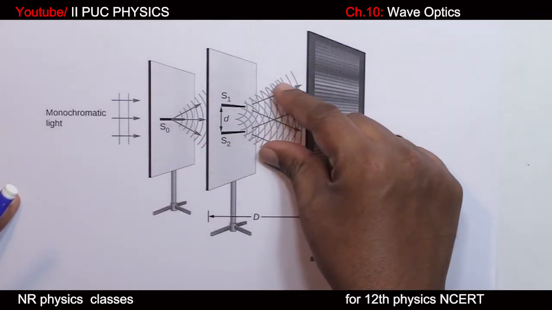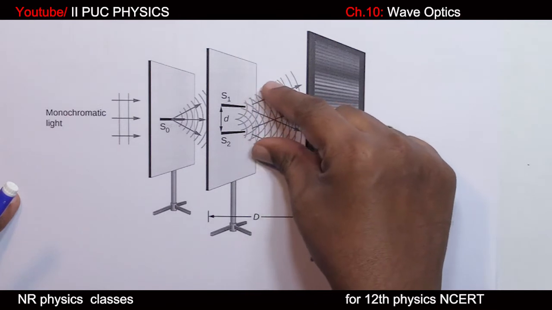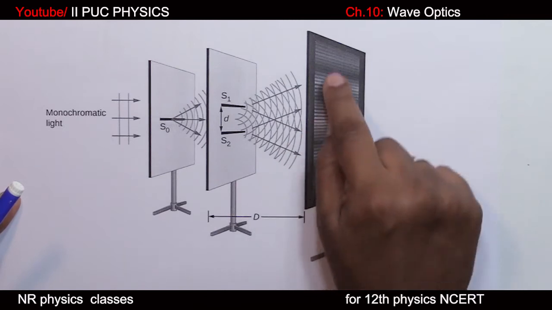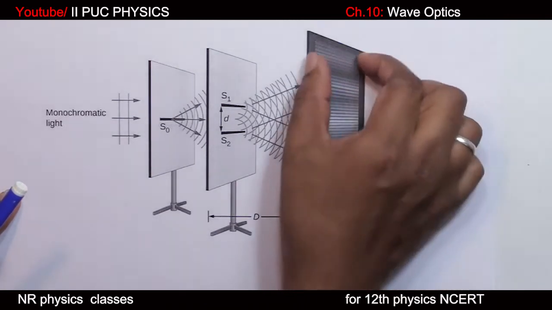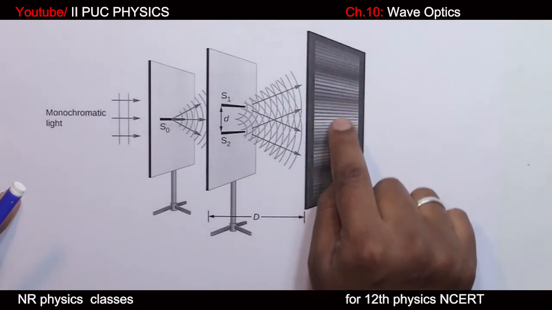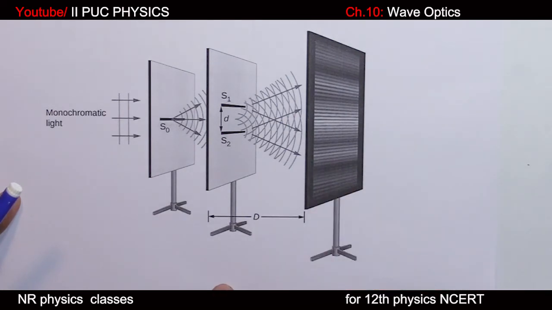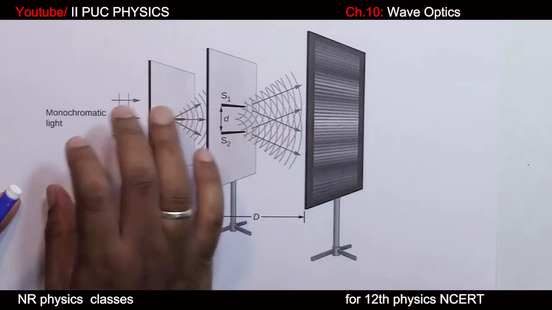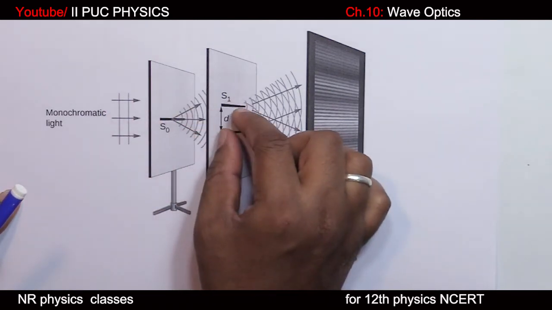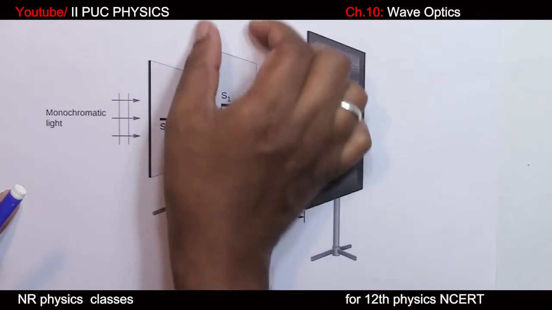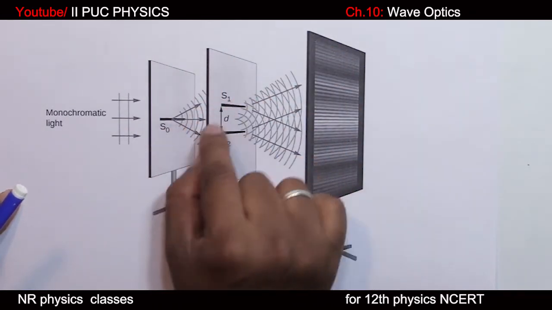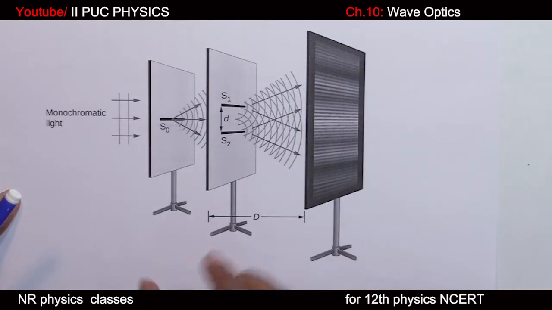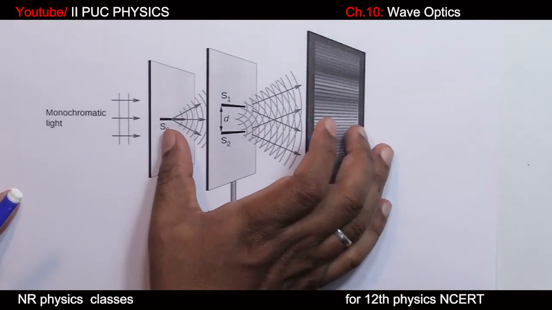And when they overlap, crest on crest, trough on trough, or crest on trough, trough on crest, depending on the condition, alternate bright and dark bands are observed on the screen. This is the screen where bands are observed. So this is that experimental setup. In the previous setup, I showed the slits vertically, but here horizontally so that I can show the bands properly. So this is the double slit experiment.